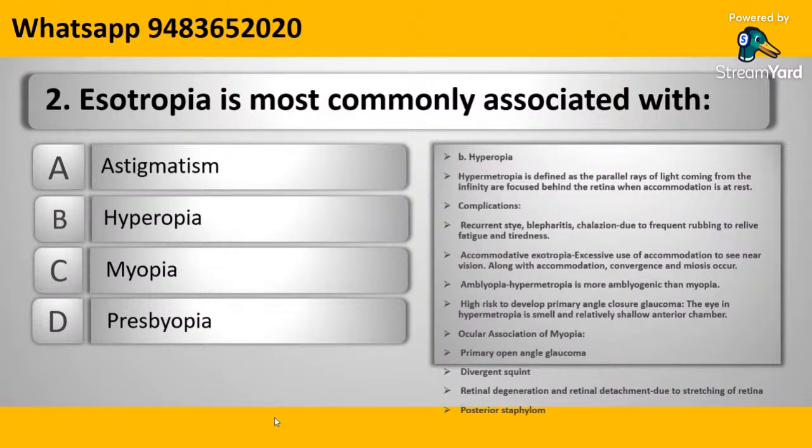Now, the ocular associations of myopia are primary open angle glaucoma, divergent squint, etc. So, the correct answer is: esotropia is most commonly associated with hyperopia.